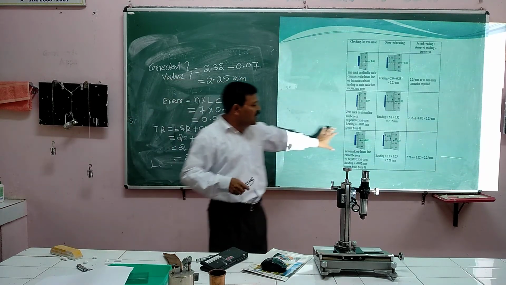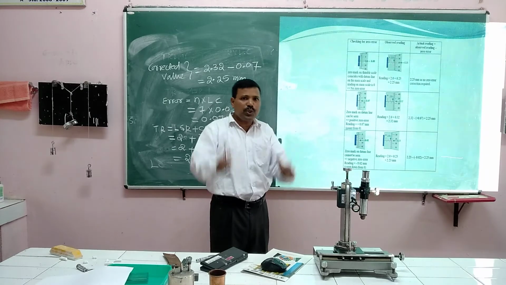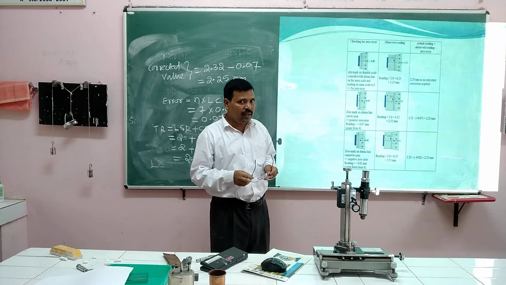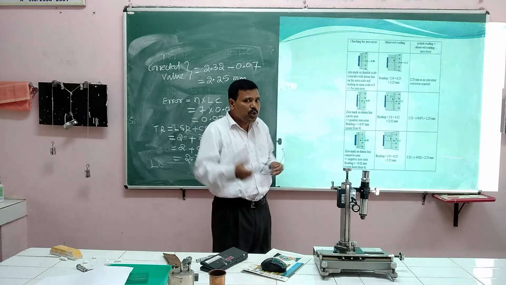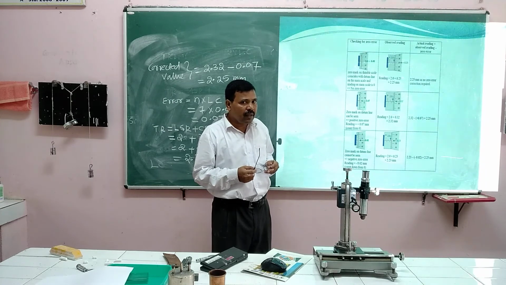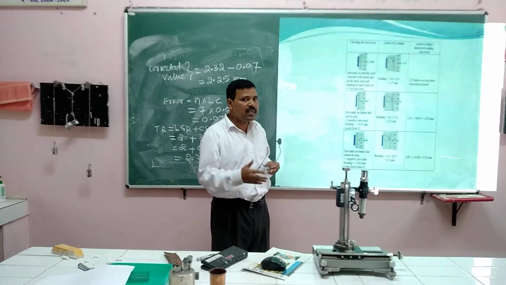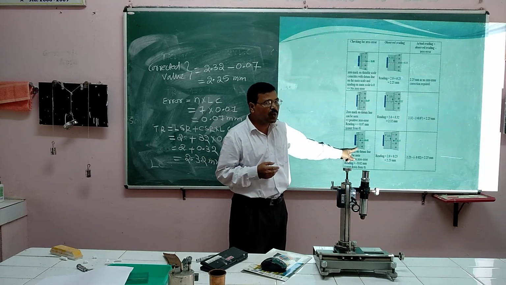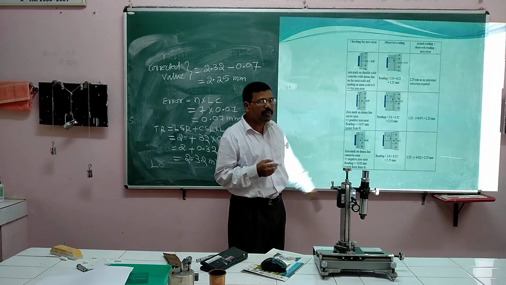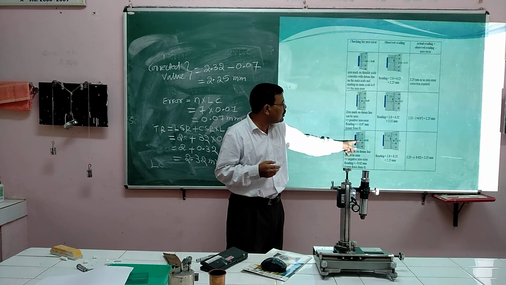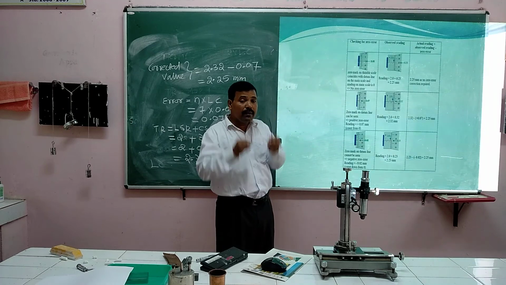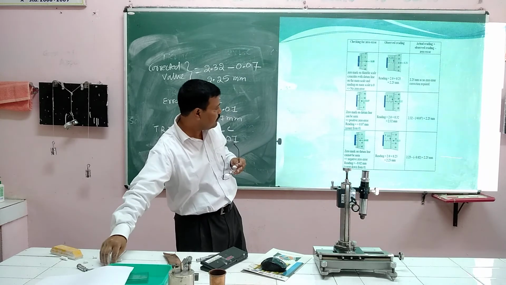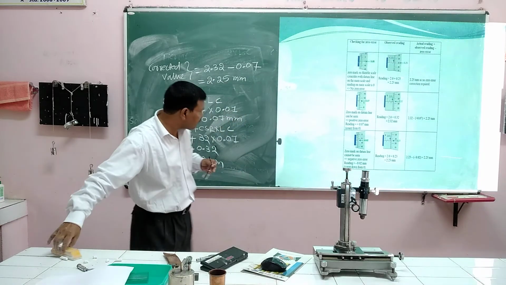Suppose this micrometer is used to measure a smaller length. This micrometer contains negative error because the zero of the circular scale lies above the reference line. So this value should be added to the measured value to get the actual value. Okay.